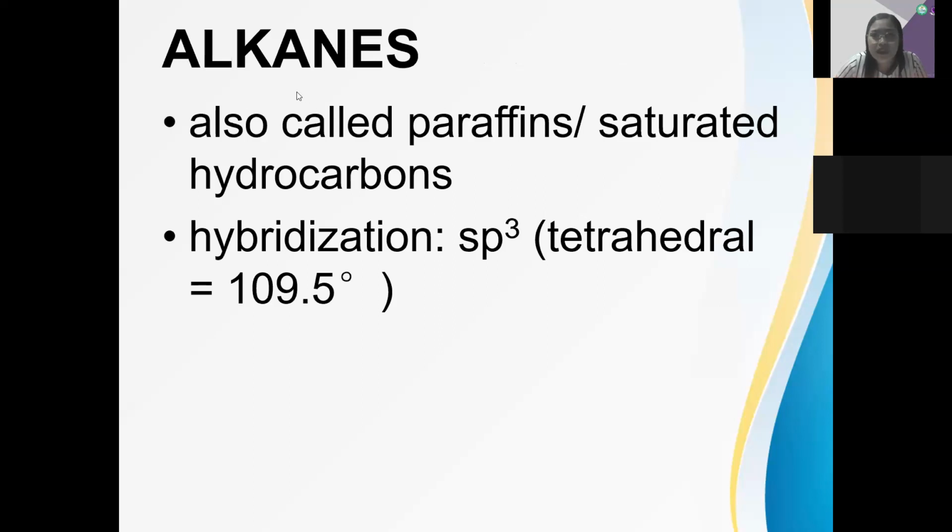Now, let us start with the alkanes. When you say alkanes, these are hydrocarbons where only single bonds are involved in the linkage between a carbon and another carbon. Other names for alkanes are paraffins or saturated hydrocarbons. These are called saturated because they are saturated with hydrogen, since they only contain single bonds between carbons. They have a lot of hydrogen, which is why they are called saturated hydrocarbons.